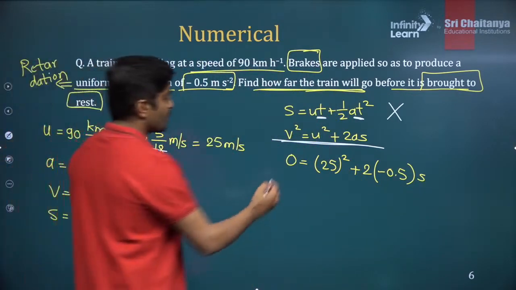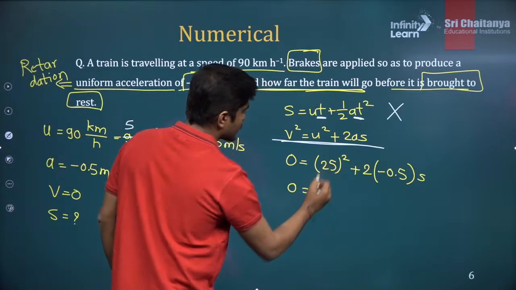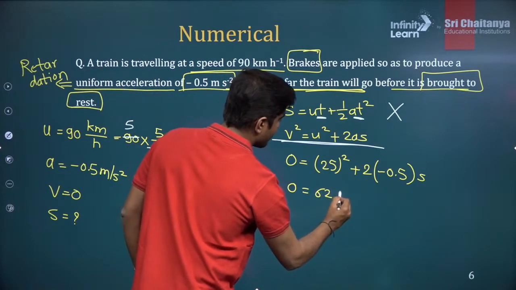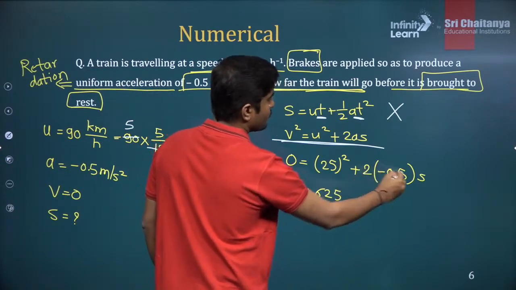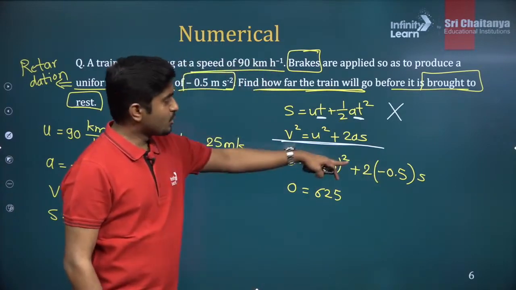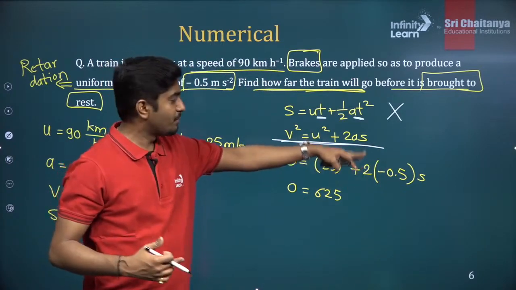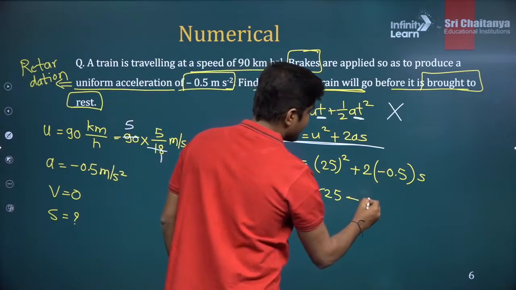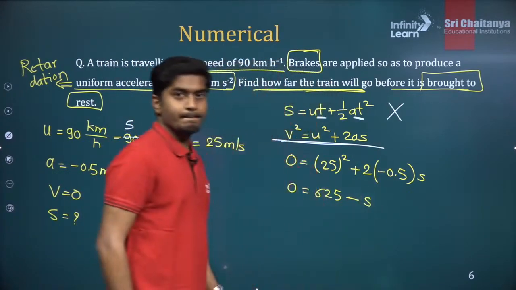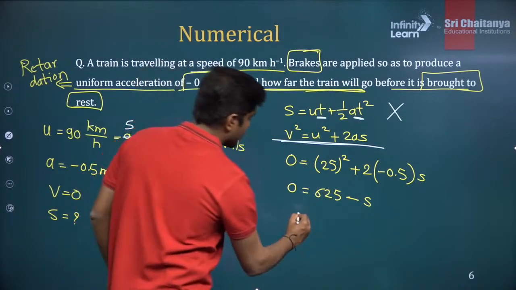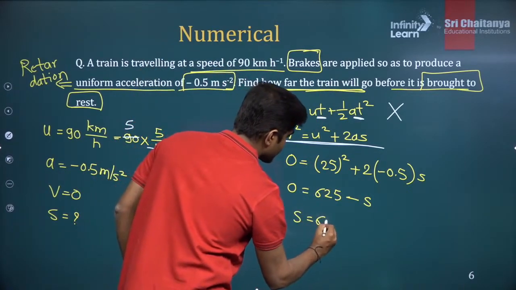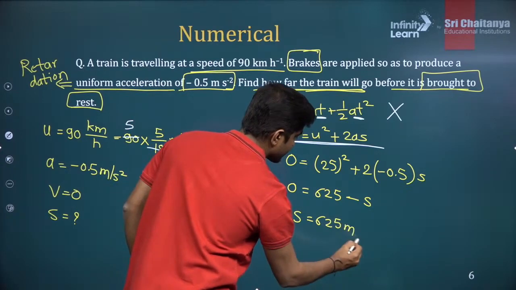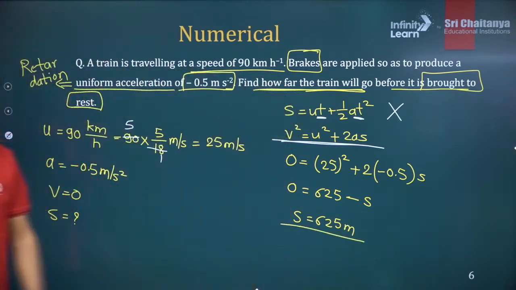Yes. So what is this? 0 is equal to 25, square is 625. What is 2 into 0.5? 0.5 is nothing but half. 1 by 2 multiplied by 2 is 1. So that is minus 1 into s. Take this s to the other side. So distance is 625 meters. Clear? Easy?